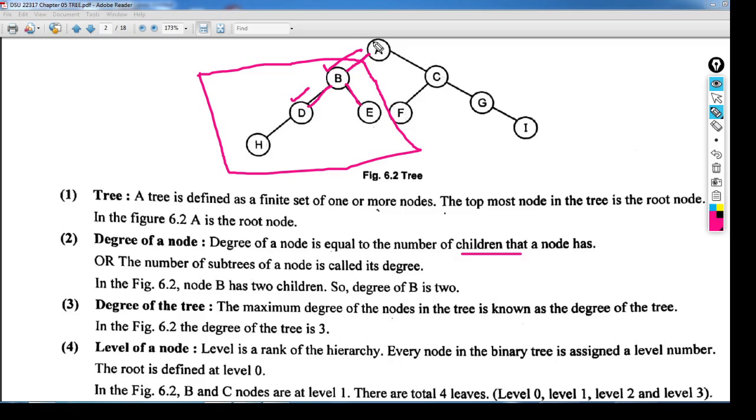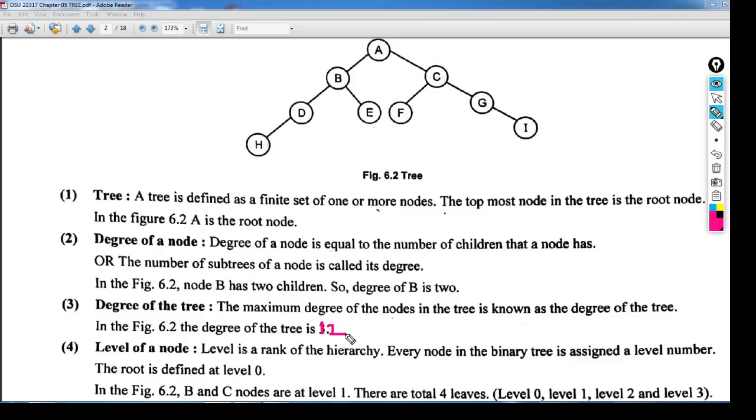That means A is the father of B and B is the child of A. Or you can say that A is the root of B and B is child of A. In the same way, D and E are children of root B. Degree of a tree. The maximum degree of a node in the tree is known as degree of a tree. The maximum degree of any node in this diagram is 2 because each root is having only two children. Therefore, in this case, the degree of the tree is 2.